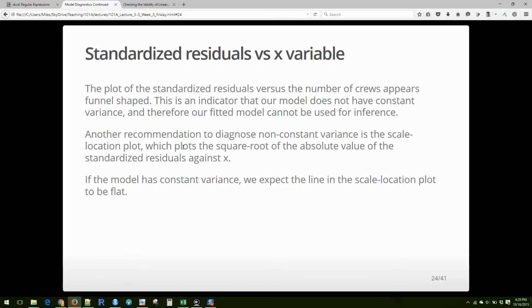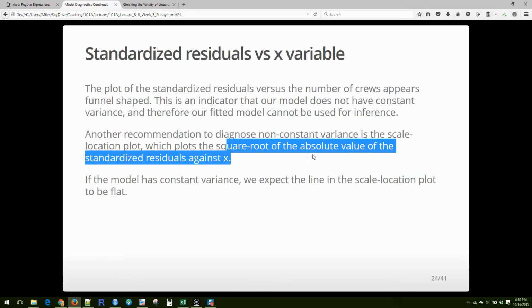So we have what we call the scale location plot. This is one of the default plots that R produces when you just plot the model. You fit a linear model and say plot the model, and this is the third plot that it produces. What you plot is the square root of the absolute values of the standardized residuals. So you take the standardized residuals, take the absolute value of them, and take the square root of those.